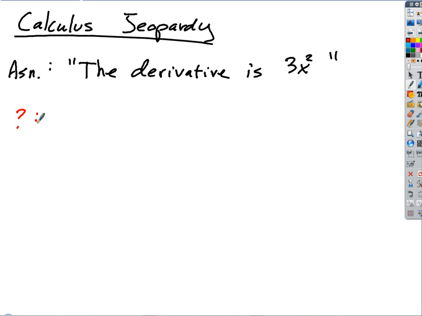What is 6x? What is x cubed? What is x cubed? Exactly. Okay. The answer, the derivative is easy. Oh, I get it. Right. This is the derivative.